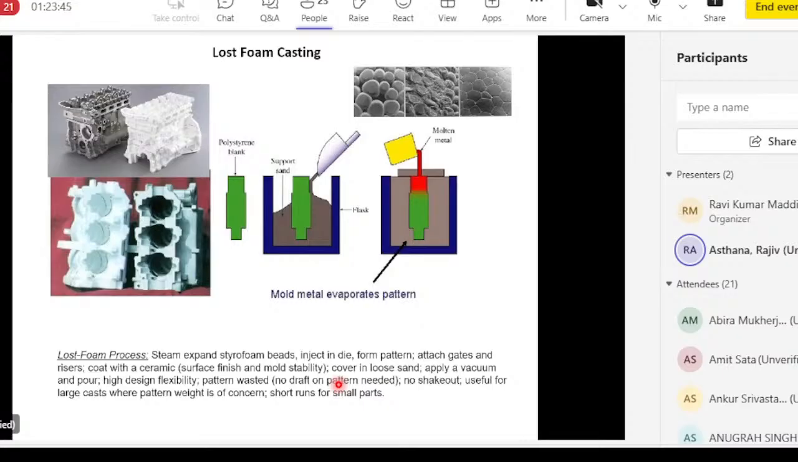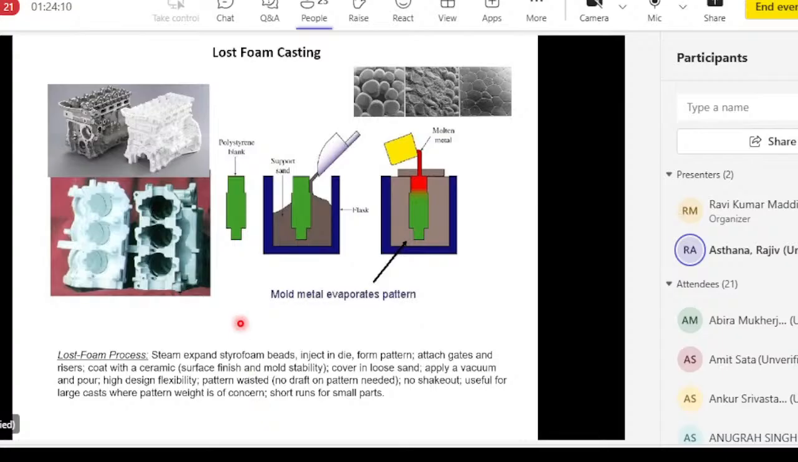Normally in a sand casting process, when we use wood pattern or metal pattern, we have to have some draft or taper so that the pattern can be taken out before the metal is poured. Here, we don't need to machine a taper because the foam burns out. There is no shakeout needed.